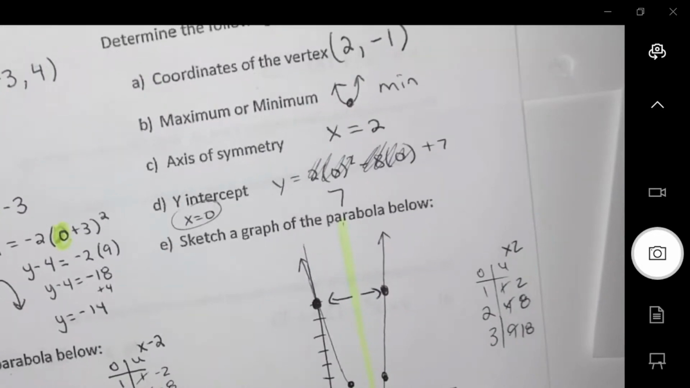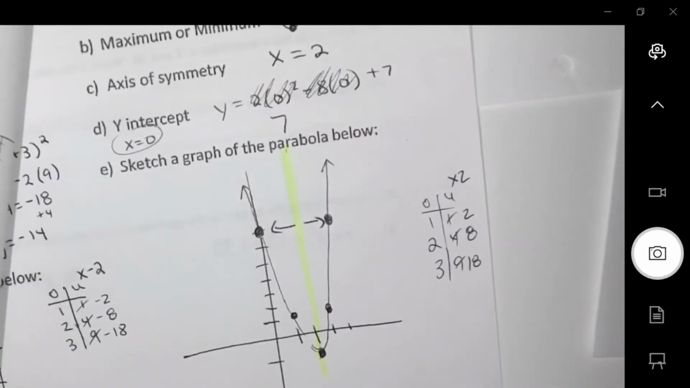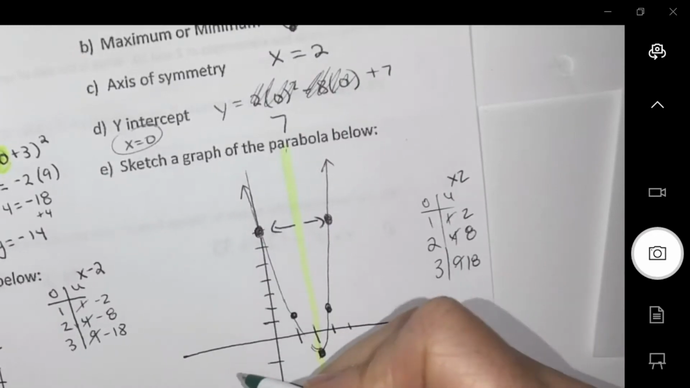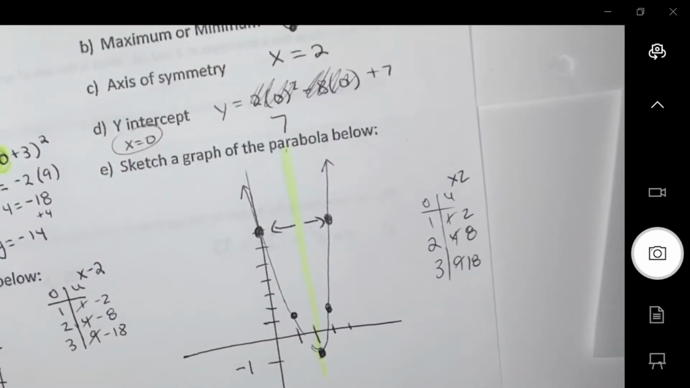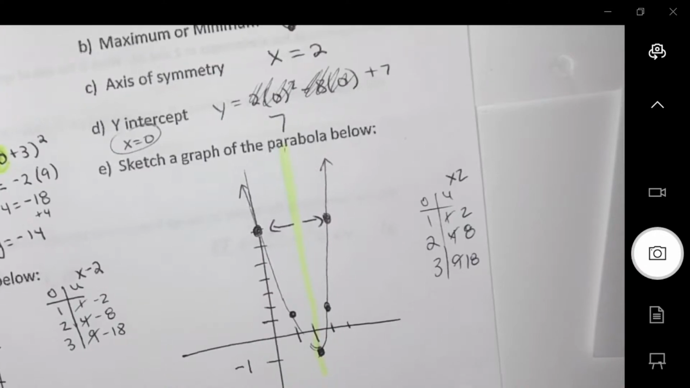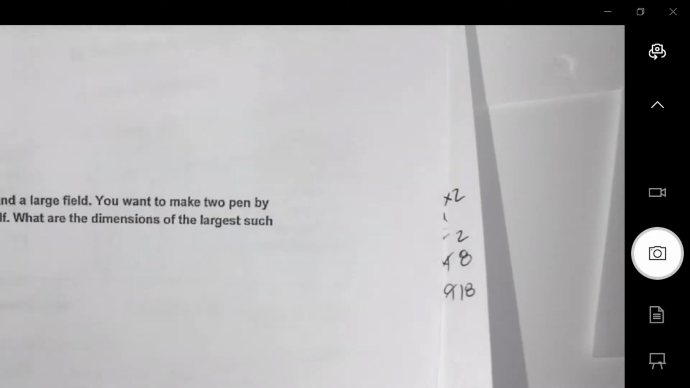Mine? 7 because you went from the -1. Did you reset to your vertex? Wait, no, I didn't. You've got to reset, because your vertex is -1. So if I travel up 8, that should be at a height of 7. So that worked out, which is good to have noticed.